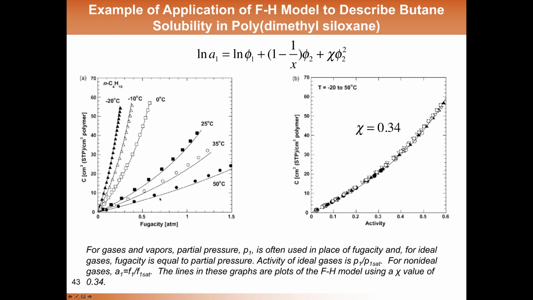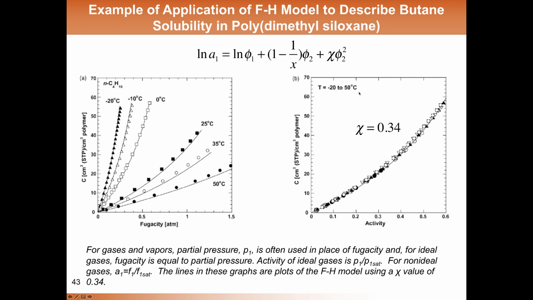The relationship between fugacity and activity is that the activity of the butane is equal to its fugacity or pressure divided by its saturation fugacity or saturation pressure. And so we can plot the data not against pressure, but against the ratio of pressure or fugacity, if you will, divided by the saturation value. And then you get a universal curve for the gas uptake versus activity with a single value of chi that describes the data over the entire range of thermodynamic activities that were accessible and over a wide temperature range.